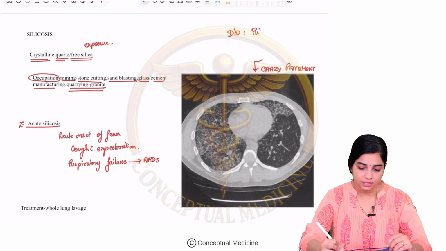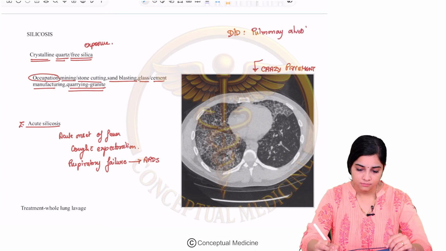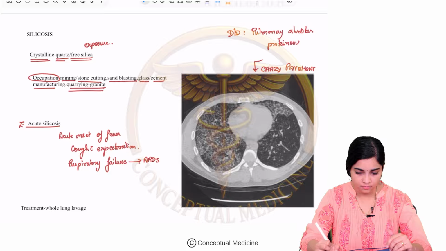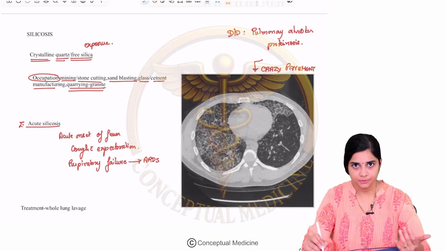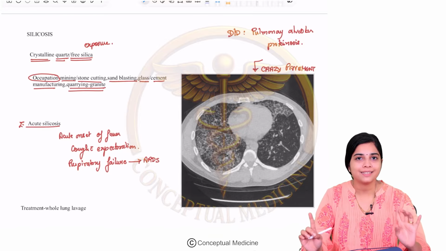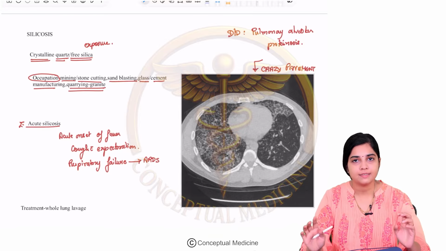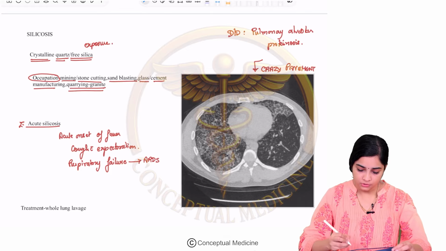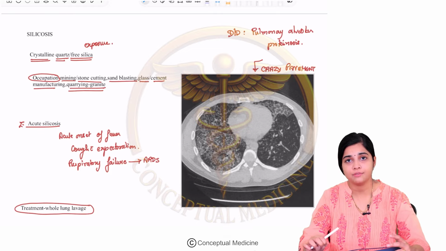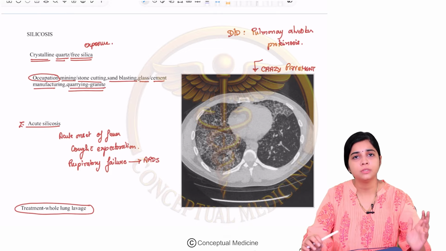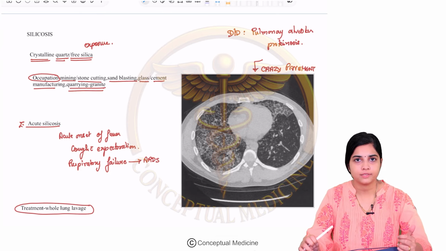condition? Pulmonary alveolar proteinosis. So this is most commonly similar to PAP, or pulmonary alveolar proteinosis, and the characteristic CT finding is the crazy pavement pattern. So treatment for acute silicosis is actually a rare procedure that we do, where we do a whole lung lavage and you remove the silica particles.